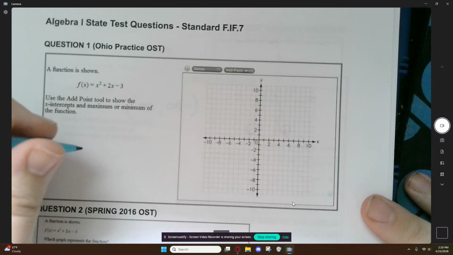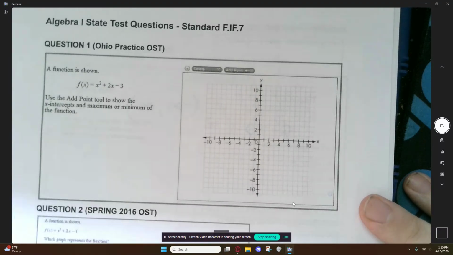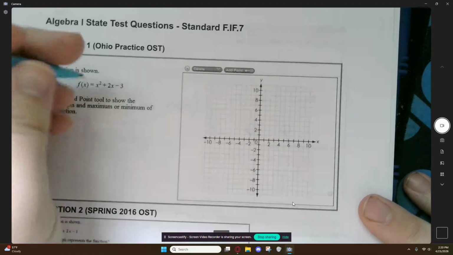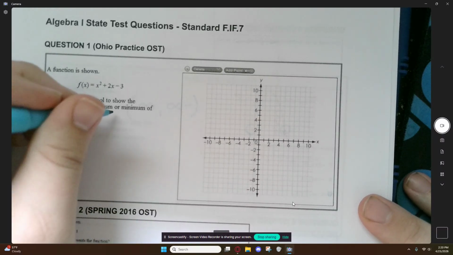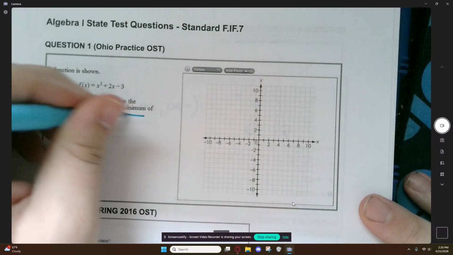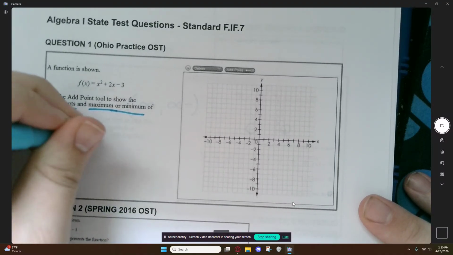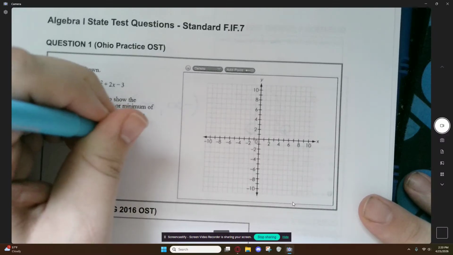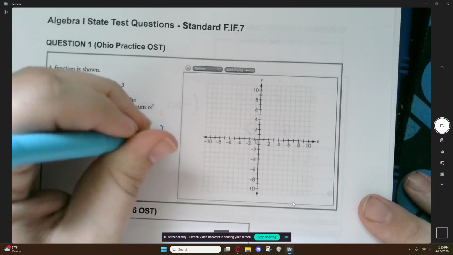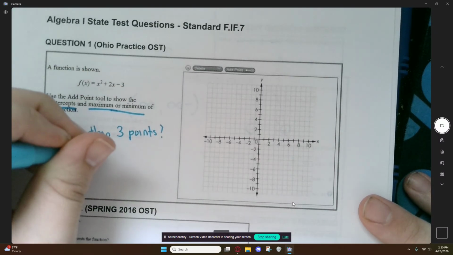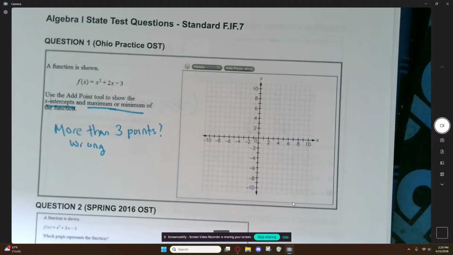I need to be sure that I communicate this. This question is very specific. It's asking you only to put the x-intercepts and the maximum or minimum. If you put more than 3 points on this question, this is wrong. Okay? You only put what it tells you to put on. So, let's get that information.